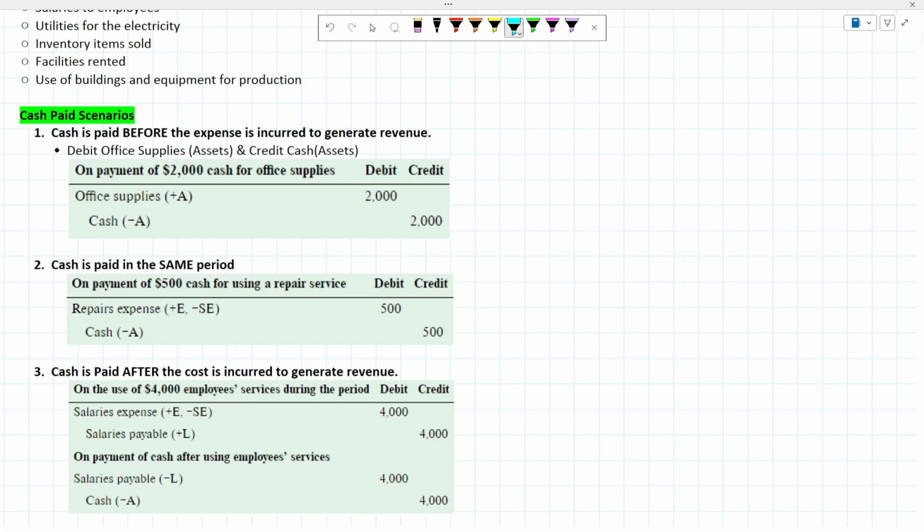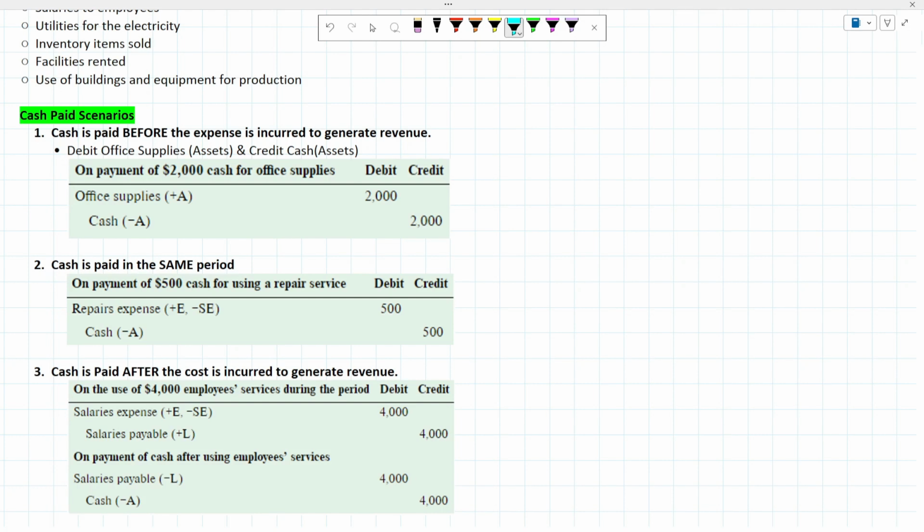2, cash is paid in the same period. So in this example, on payment of $500 cash for using a repair service, we want to debit repairs expense. Our revenue is going to be going up. And then we're crediting cash since we're paying something. Or sorry, not our revenue, it's our expenses. So our expenses are going up with the repairs expense, and our cash is going down with a credit to our assets account.